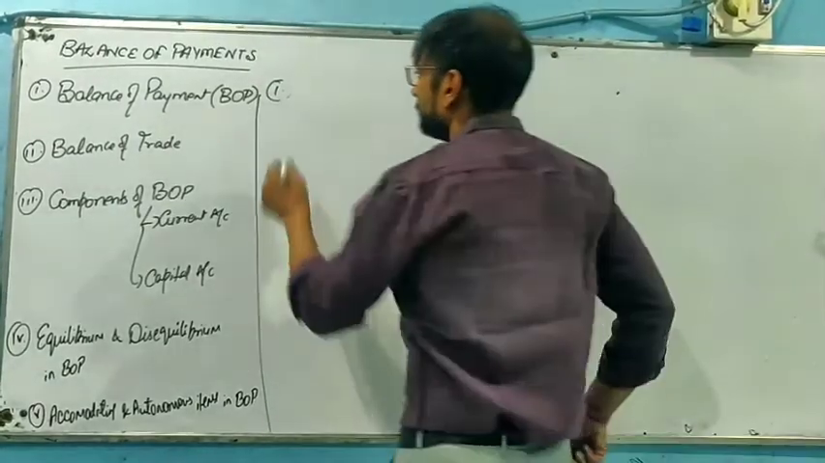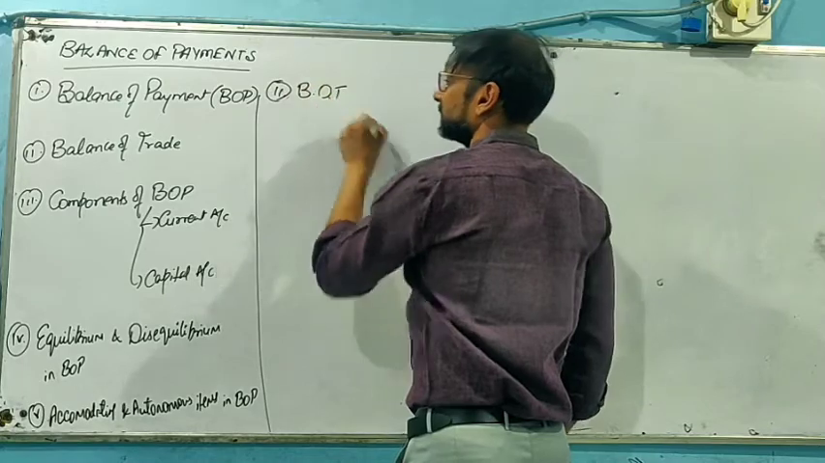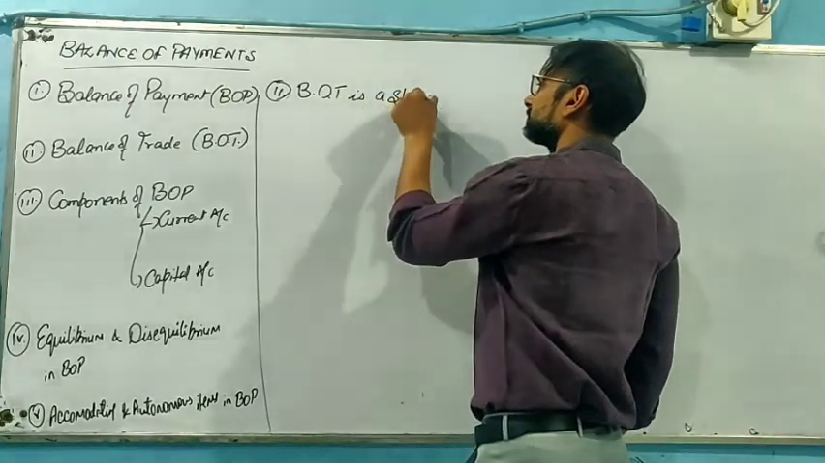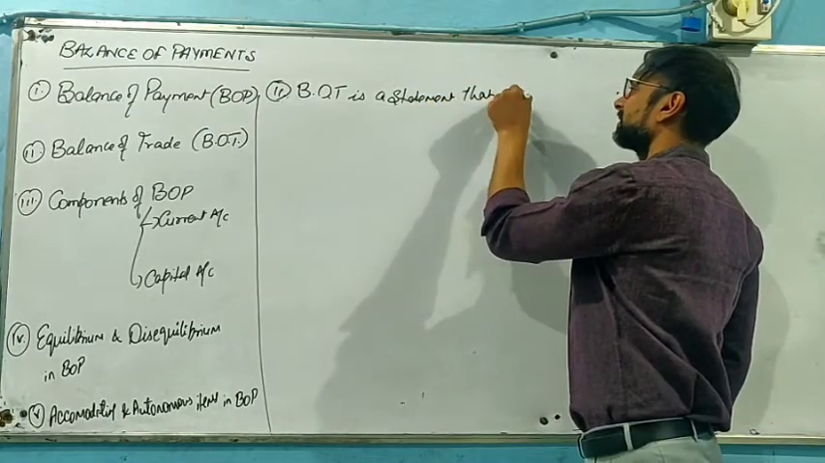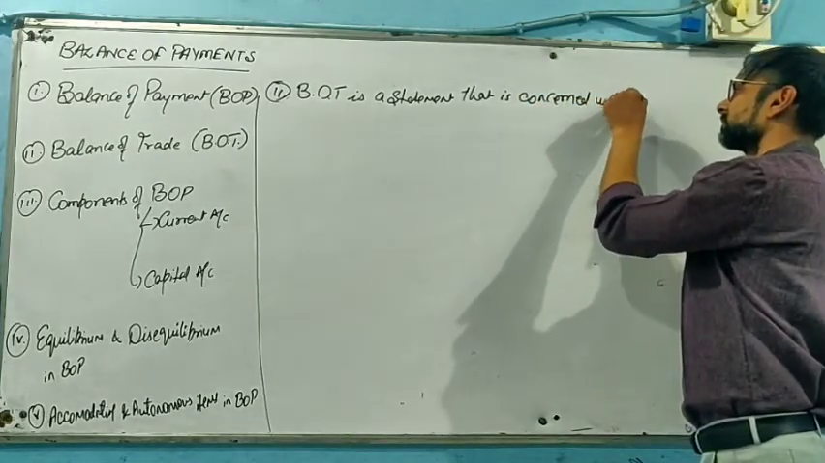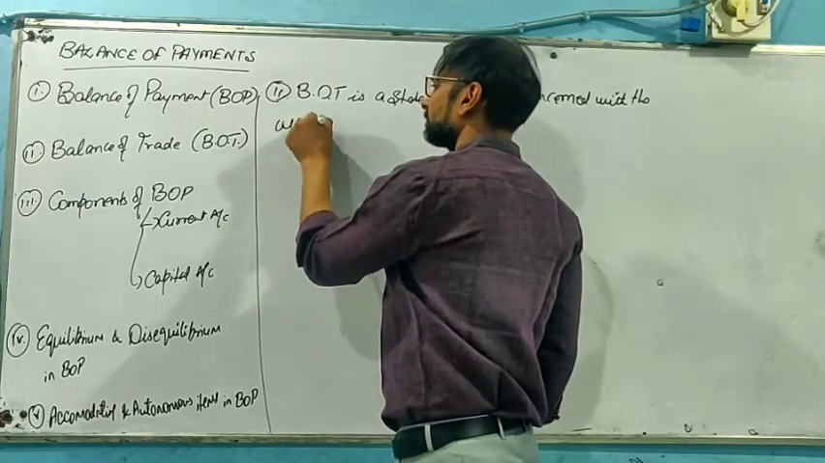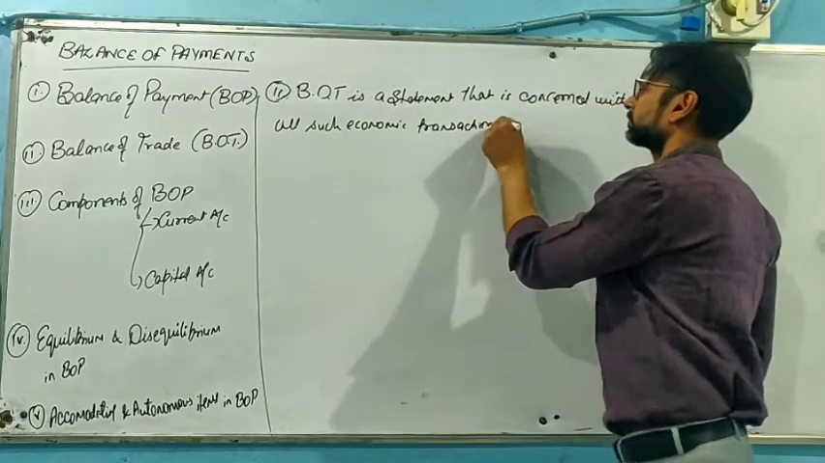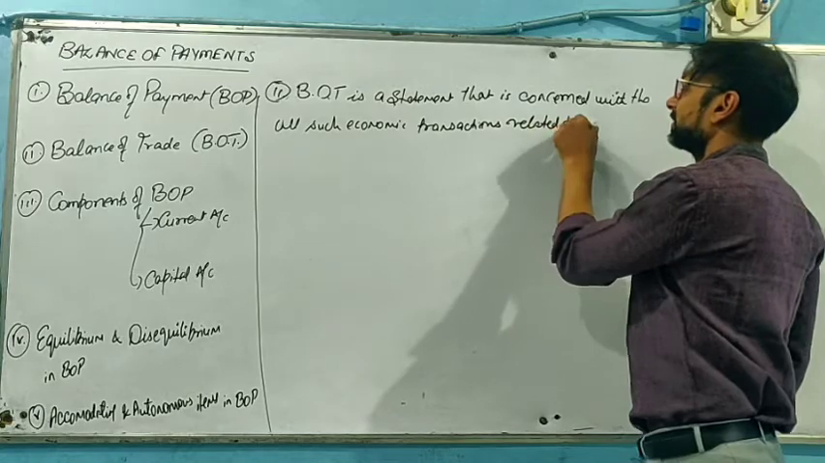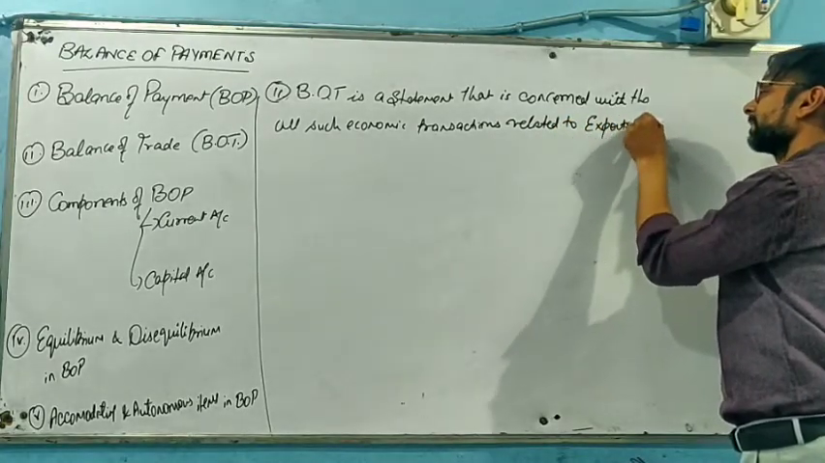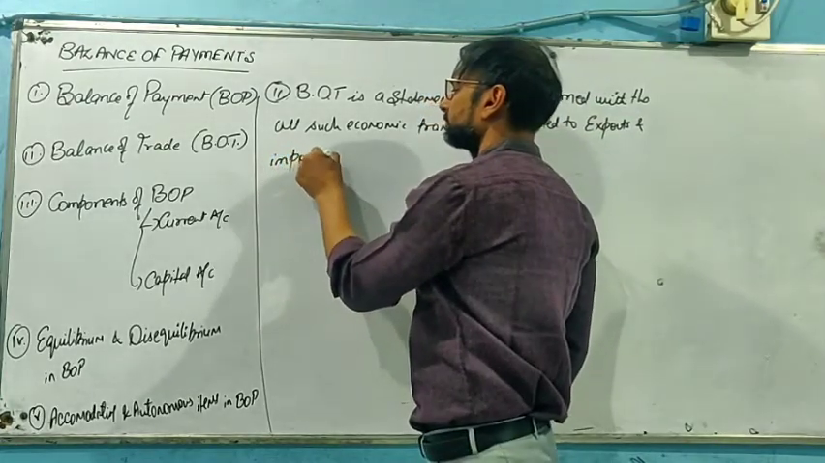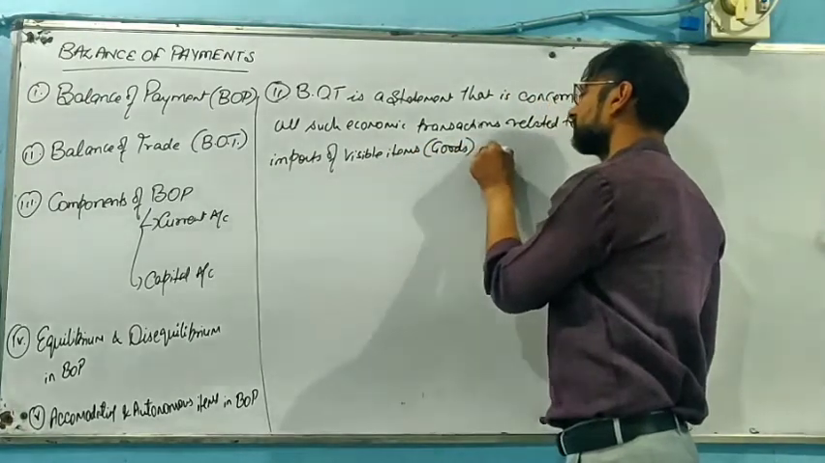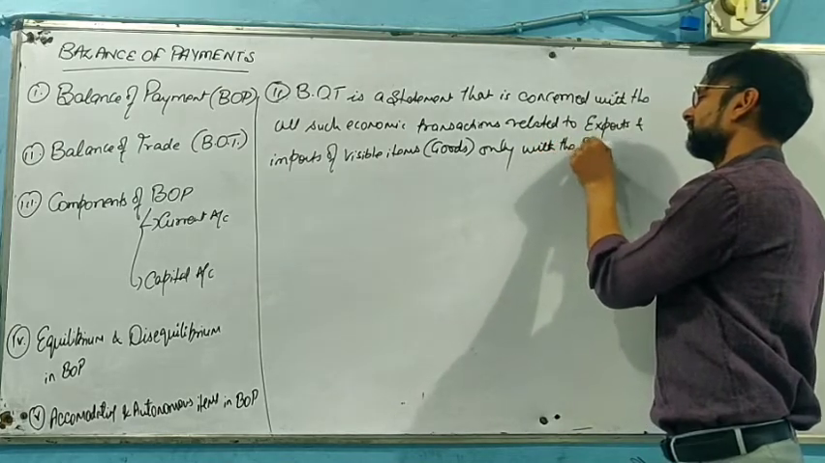So if you look forward to the concept of balance of trade, it means balance of trade is a statement that is concerned with all such economic transactions related to exports and imports of visible items, or what we call goods, only with the rest of the world.